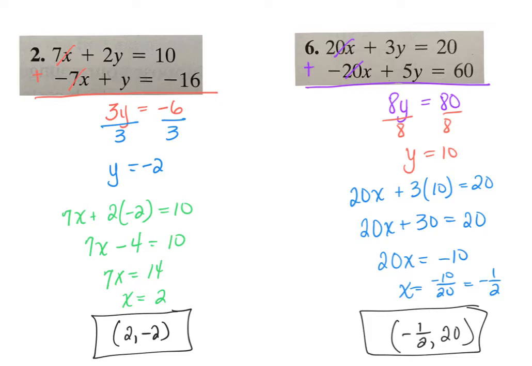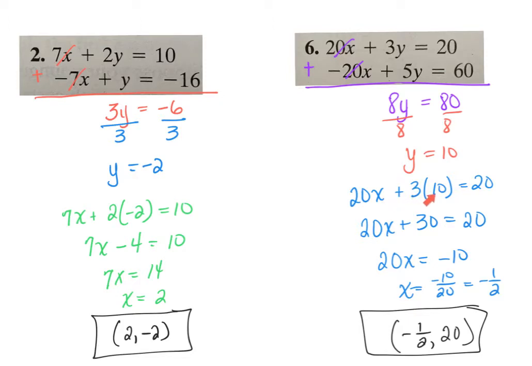On number 6, again, they set it up where you already had your x's that would cancel when you added, so you can immediately start adding down. Your x's will cancel. 3y and 5y are 8y, 20 and 60 are 80. Divide both sides by 8, so y is 10. Take that 10 and plug it back into one of your equations.